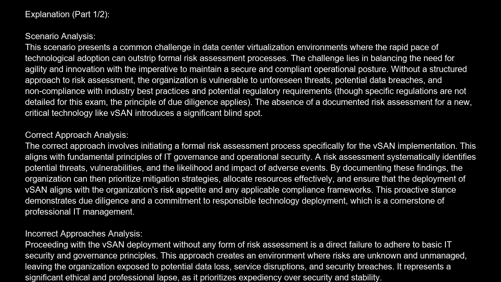The absence of a documented risk assessment for a new, critical technology like VSAN introduces a significant blind spot. Correct approach analysis. The correct approach involves initiating a formal risk assessment process specifically for the VSAN implementation. This aligns with fundamental principles of IT governance and operational security. A risk assessment systematically identifies potential threats, vulnerabilities, and the likelihood and impact of adverse events.